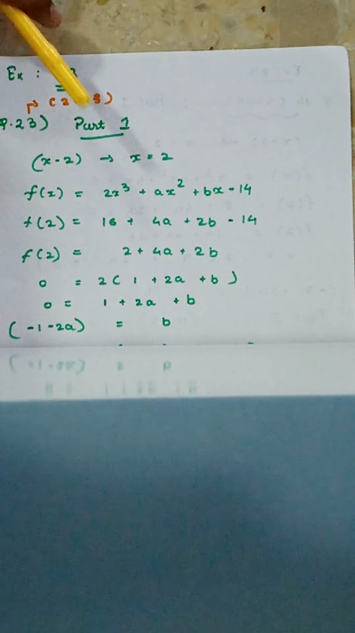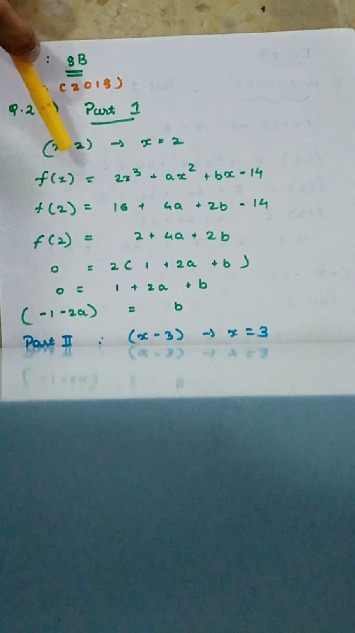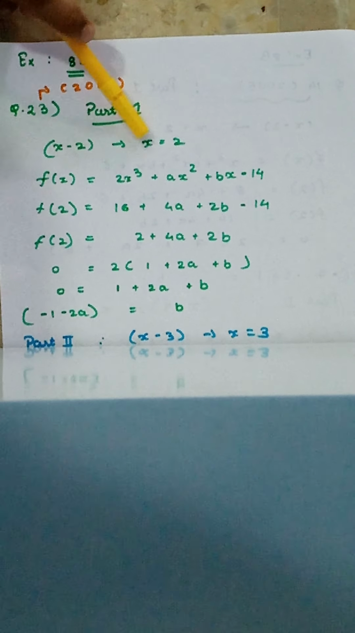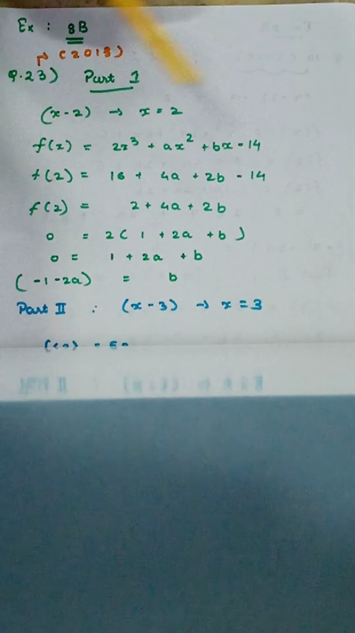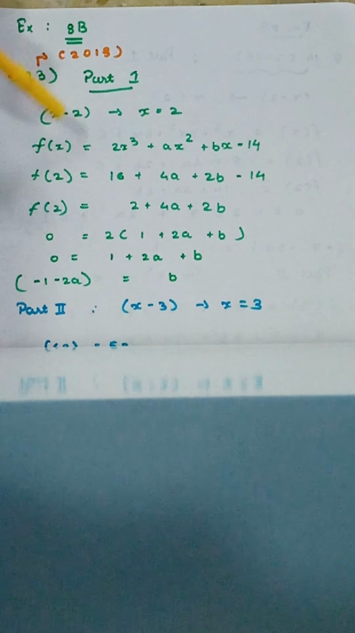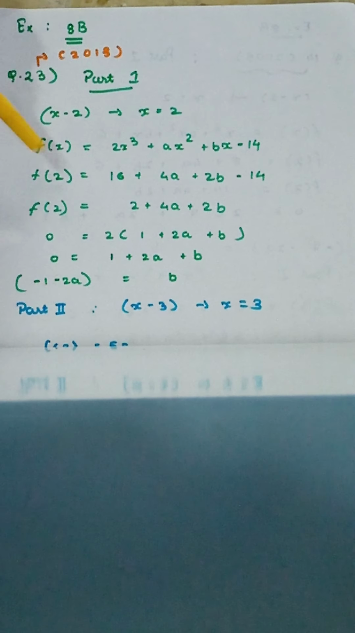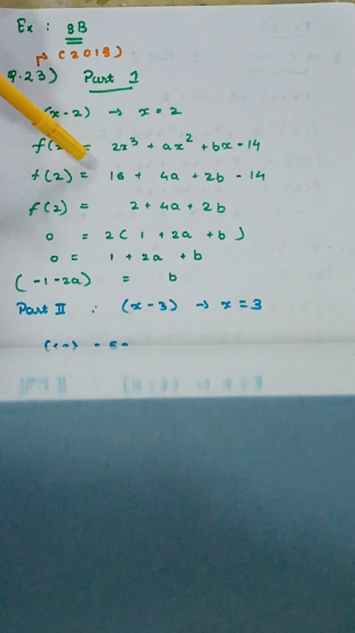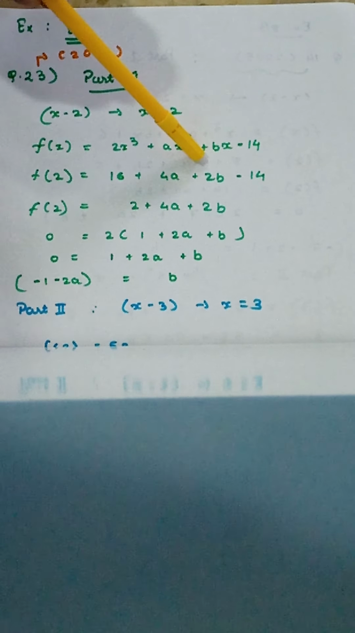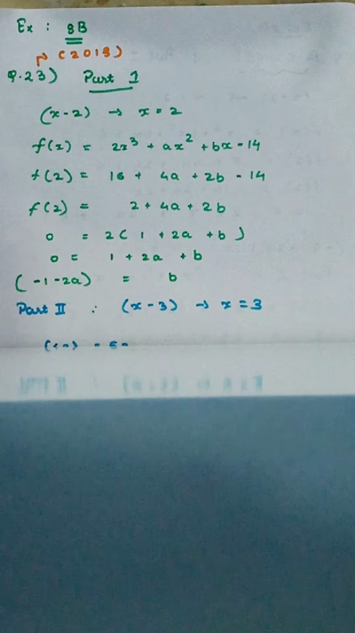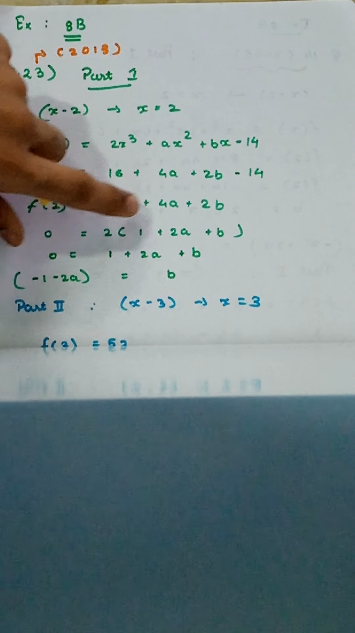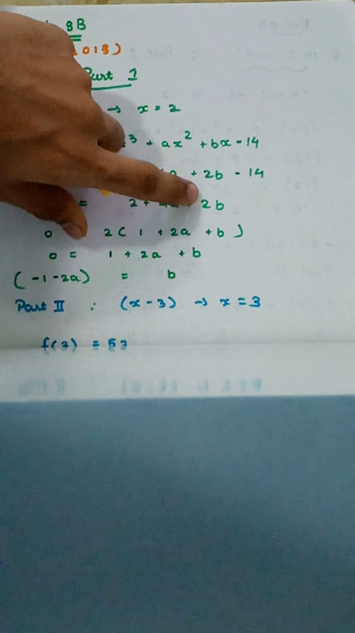Let's proceed. Part 1. x minus 2 equals 0 goes to x equals 2. When you substitute the value in f(x), you get the following equation. f(2) equals 16 plus 4a plus 2b minus 14. f(2) equals 2 plus 4a plus 2b.